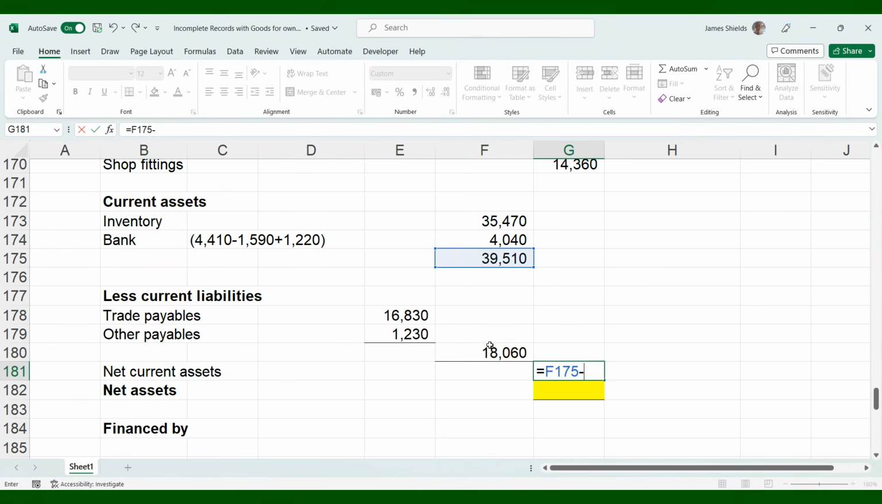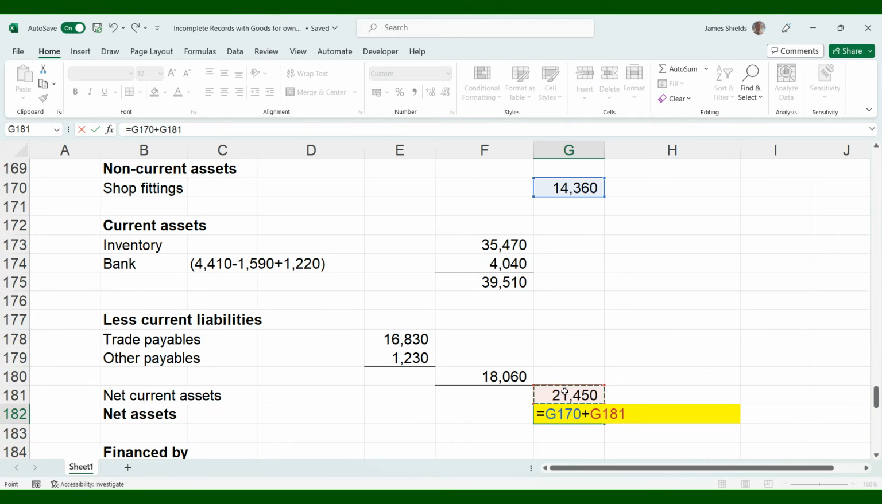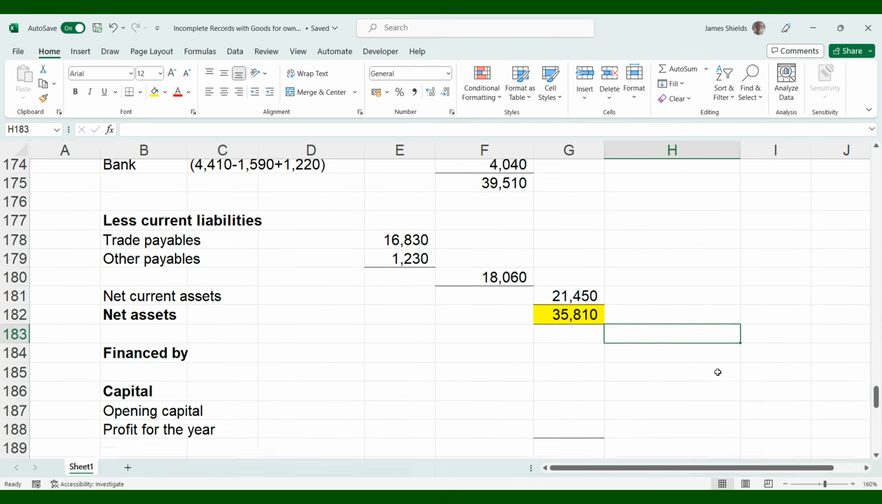Now, the net current assets, that's your current assets of £39,510, take away your current liabilities of £18,060. That gives us £21,450. And net assets now is going to equal the non-current assets total, which is £14,360, plus the net current assets of £21,450, giving us a net assets of £35,810.